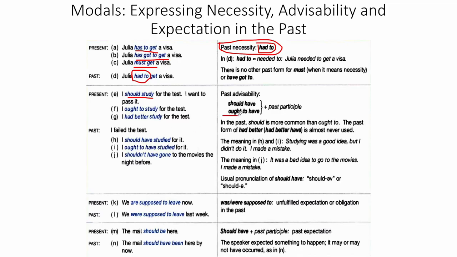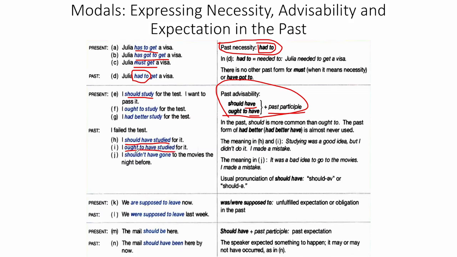Okay, this is the rule for past advisability. So we have the modal should, or the modal ought to, followed by the auxiliary have in the present simple, and then followed by the past participle of the main verb, whatever verb you have. Now, example, I should have studied. So here we have the modal should, followed by have, followed by the past participle of the main verb, which is studied. Another example, if you want to use ought to, I ought to have studied.